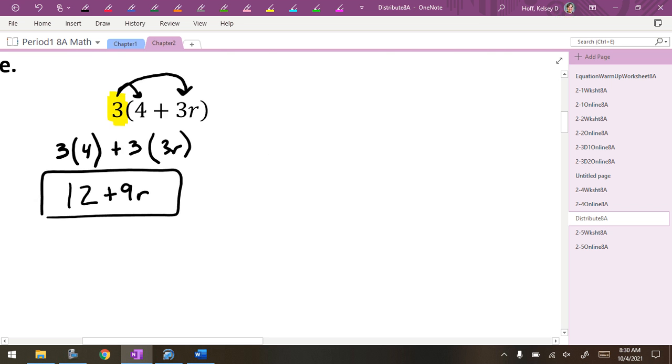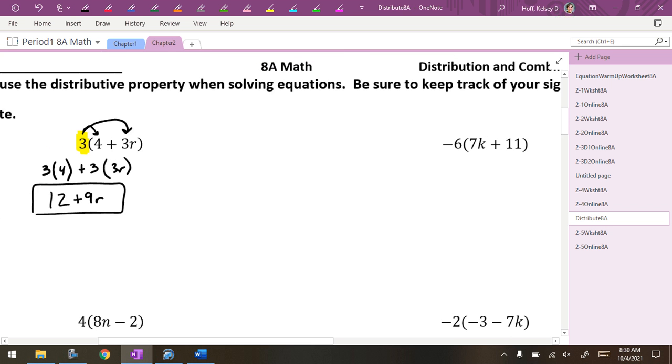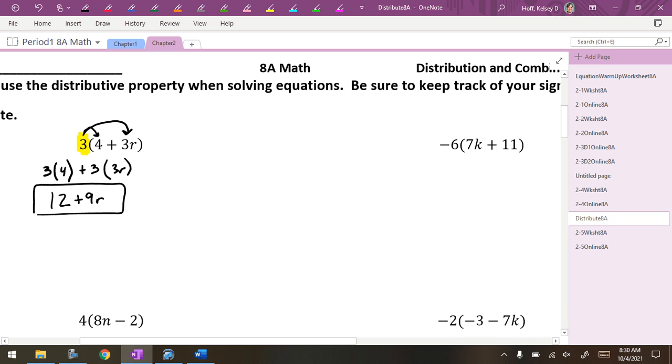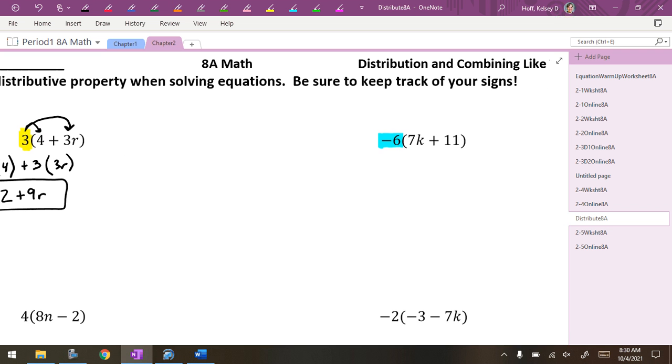Okay, go to the right. Now what number am I distributing? Negative 6. That's super important, that negative sign. Okay, negative 6 times 7k. Very good. Then what's our next number? Negative 6 times 11. Notice how Ms. Hoff wrote a negative 6.